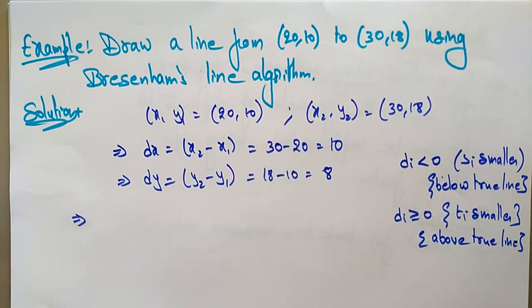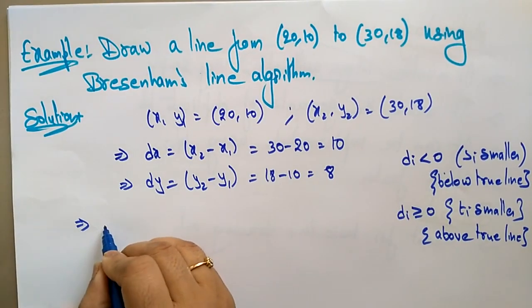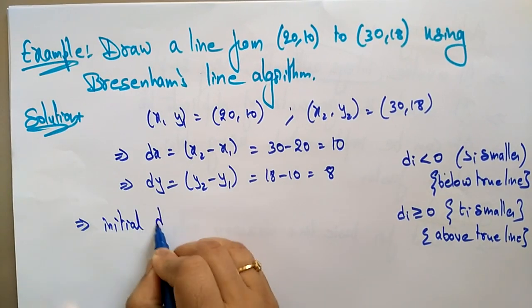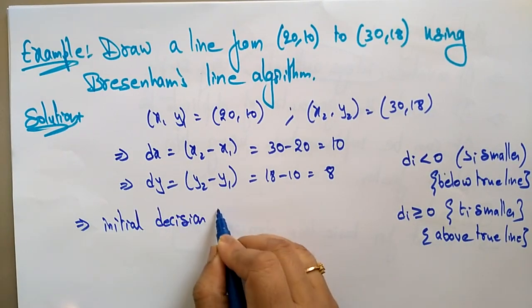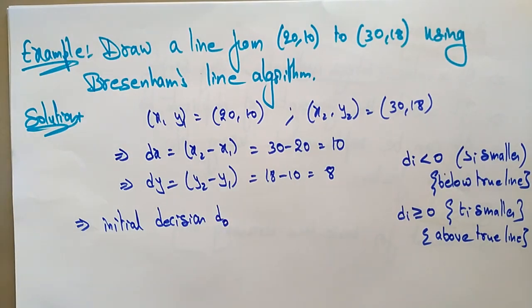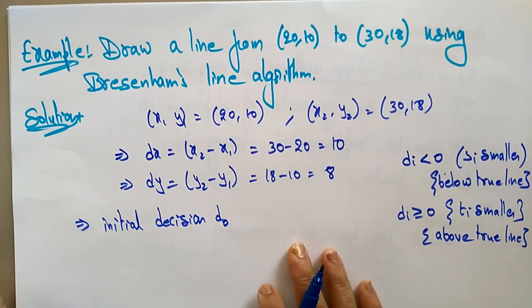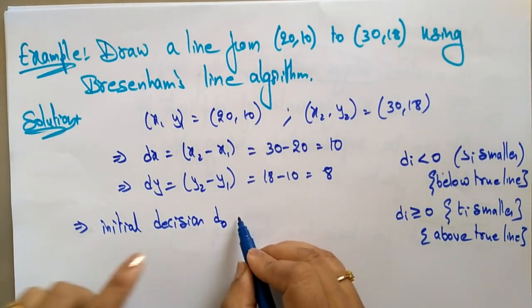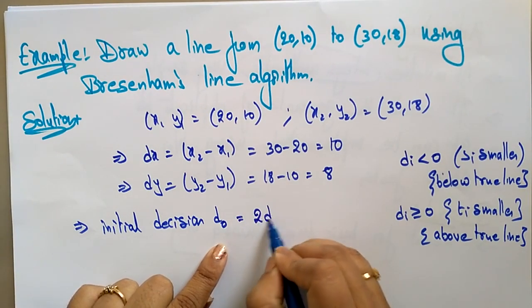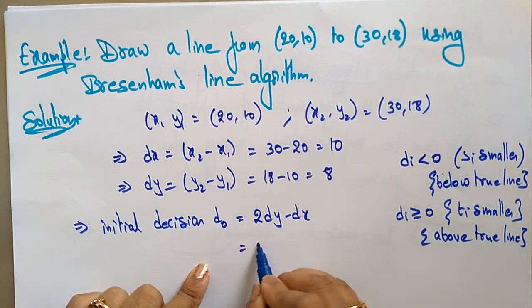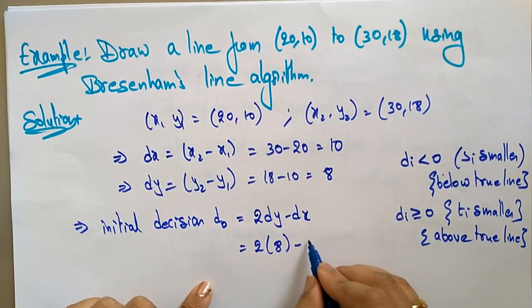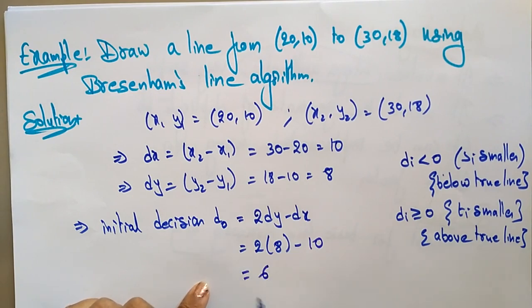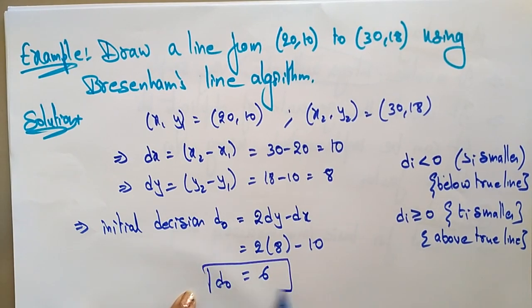So just remember these 2 points. Now let's start. First you need to find out the initial decision parameter. Why am I calling it the initial decision parameter? Because for every succeeding value, the decision parameter will also be increasing or decreasing based on the values that we are taking. The starting decision parameter formula is 2dy minus dx. What is dy here? 8. And what is dx? 10. You will get 6. So the initial decision parameter is 6.